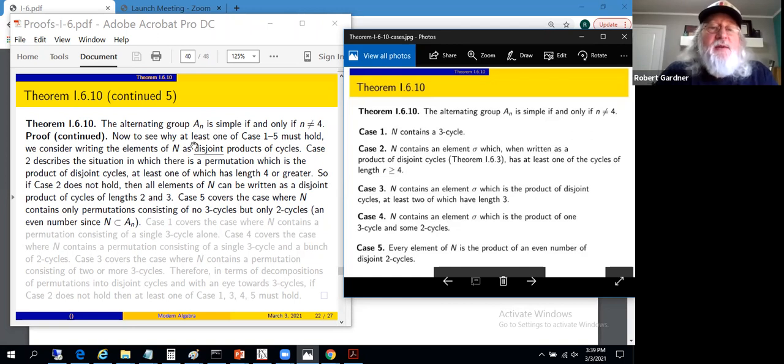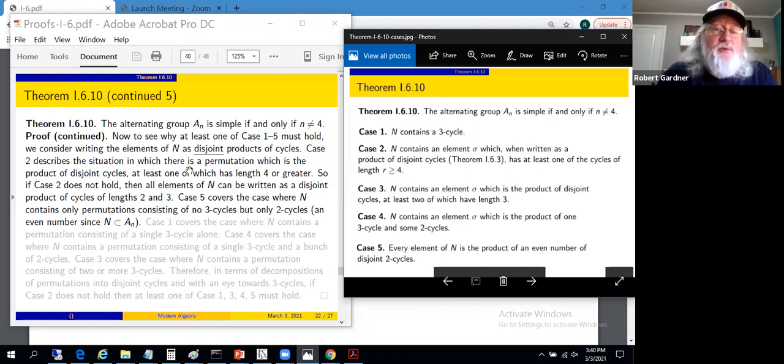To see why at least one of cases 1 through 5 has to hold in all possible situations, consider writing the elements of n as a disjoint product of cycles. That's been fundamental in everything we've done. Case 2: n contains an element sigma, which when written as a product of disjoint cycles has at least one of the cycles of length greater than or equal to 4. So we're dealing with a permutation which includes a cycle of length at least 4.